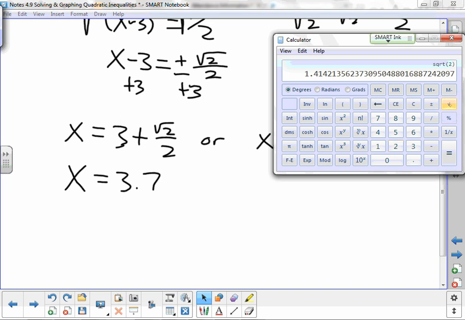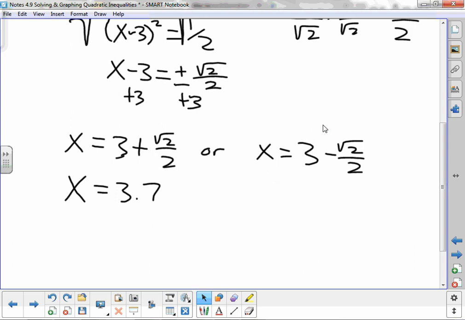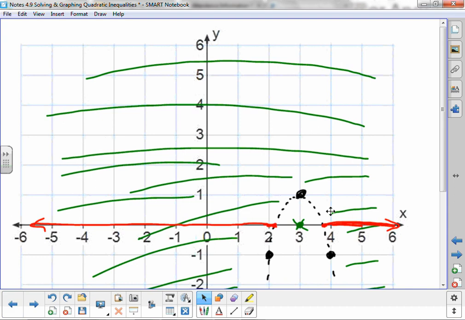Square root of 2 divided by 2. Yeah, so the square root of 2 over 2 is like a 0.7. So this one is basically going to be 3 minus, this is like a 0.7. So 3 minus 0.7 is 2.3. All right. So these are your x-intercepts. So 3.7, 2.3. Let's see if that actually looks like where we were at over here. So 3.7, it's right here. 2.3, it's right here. So it looks like our graph was about right.